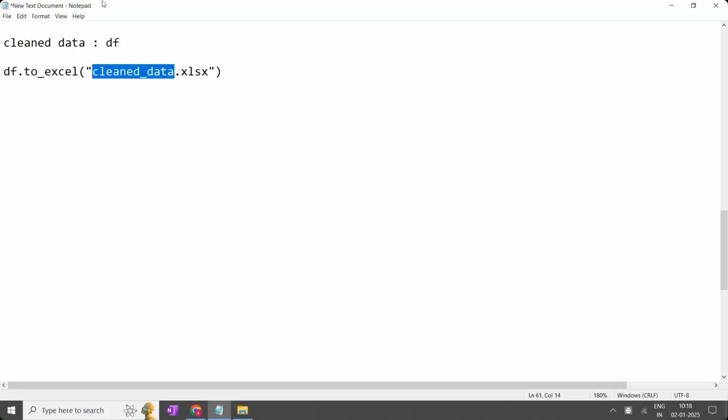The clean data goes to Excel with index equal to False. If you don't write index equal to False, it will add the index numbers also. So just write index equal to False and you are going to get the cleaned Excel file. Once you receive the cleaned Excel file, you can load it in Power BI and do the complete analysis.